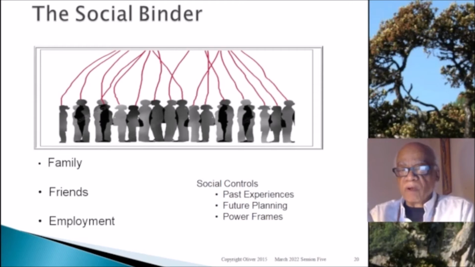But there's always a way around the rules and regulations from your employment, from your friends, and from your family that set up these rules and regulations that affect your future and affect your present. Power frames, or just looking at it in a resourceful way, can allow you to get around these social binders.